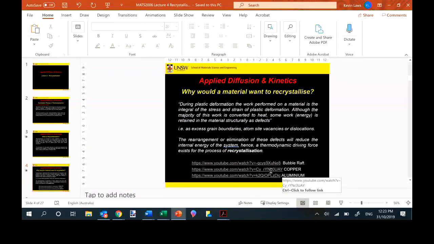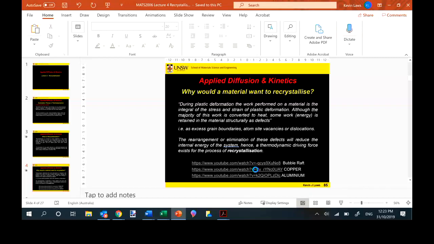Okay, so that's the bubble raft analogy. That's probably a good one to learn, right? It's going to help you to understand what's actually going on with the material in terms of recrystallization and further down the track when you start learning about dislocations. Okay, what does this actually look like in a real material?